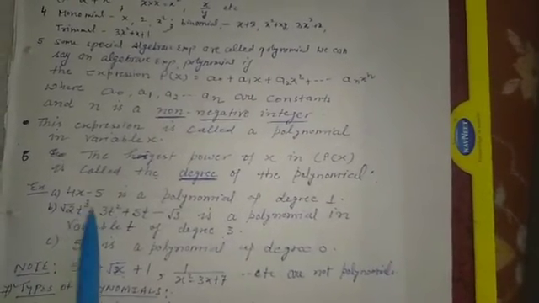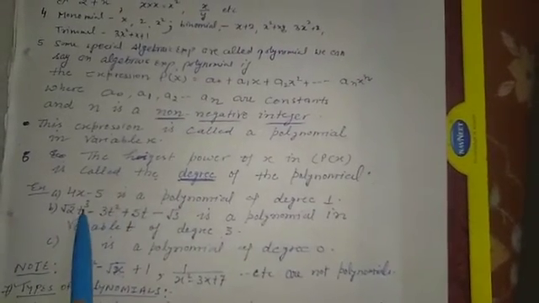Here t has powers 3, 2, 1. The highest power is 3. So this is of degree 3. Here 5. 5 is a polynomial of degree 0 because there is no variable in a constant. So the degree is 0.